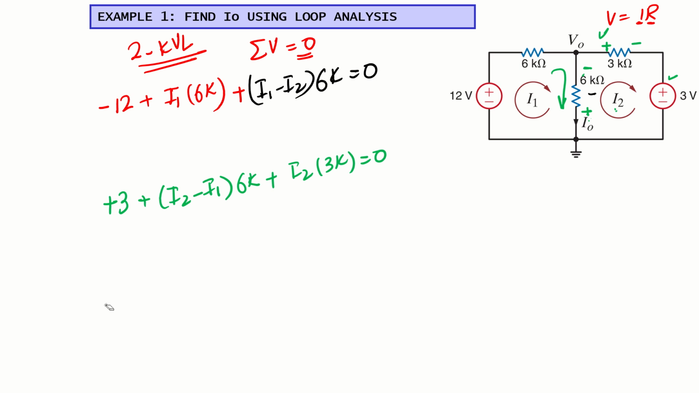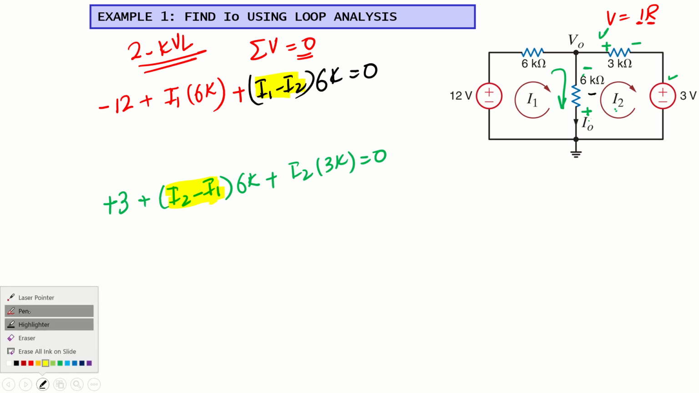Remember not to confuse the polarities. For the first loop we wrote the current as I1 minus I2, and for the second loop we are writing I2 minus I1. This is based on the reference of the loop that we are using. In the first case we were using the first loop as our reference, so we considered its current as the dominant one, and that's why we wrote I1 minus I2. When we move to the second loop, that's why I wrote I2 minus I1. So now we have two loop equations.